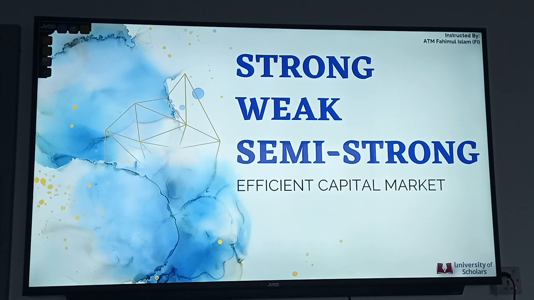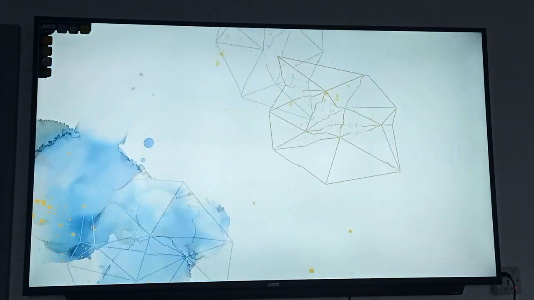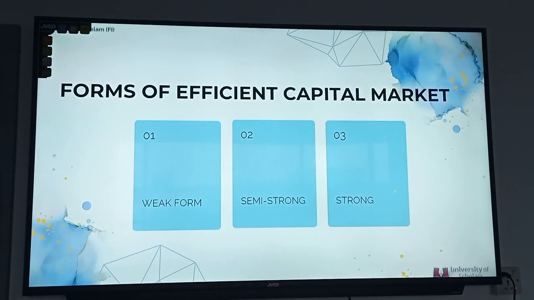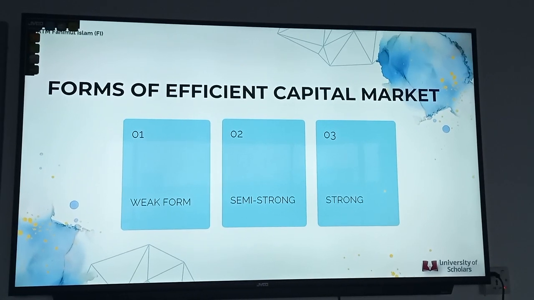The first one is strong, the second one is semi-strong, and the last one is weak form. So we will learn about the three forms of capital market, starting with the weak one, the weak form of efficient capital market.